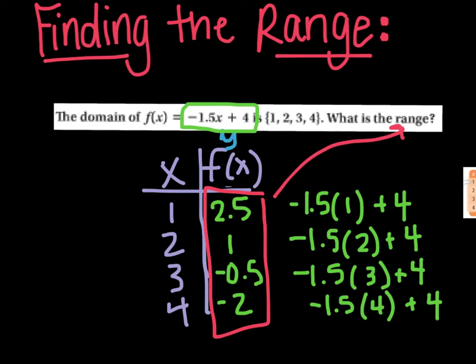And then we can write that just like they wrote the domain, as a list with the little curly brackets. I don't know what it's called. You can do the same thing, and you're just going to write it in order. So -2, -0.5, 1, and 2.5. And typically you will see that written in order from least to greatest.